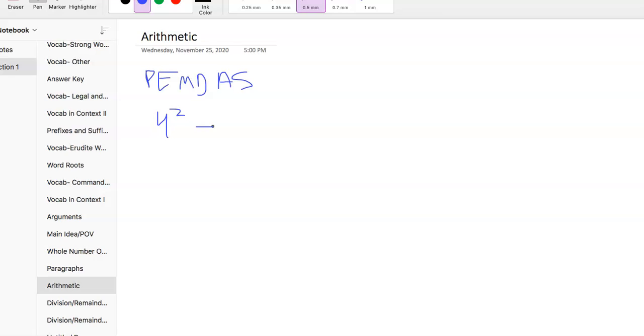4 squared minus 6 times 5 minus 3 plus 30 and then finally divided by 5. Okay, so that has like everything we could possibly ever want in a stupid equation, right?